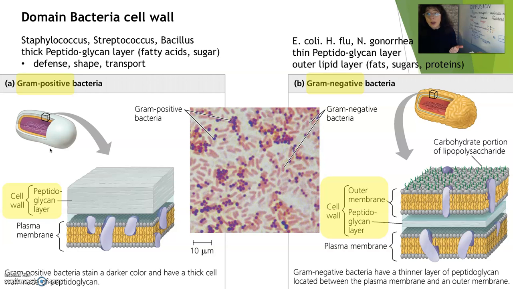They are E. coli, Haemophilus influenza, and gonorrhea. They have a thin peptidoglycan layer right in here, much thinner. But look at what they have above, a very sophisticated outer membrane that looks very similar to the inner membrane, but it's a little bit more complex. We'll learn about that in a second.